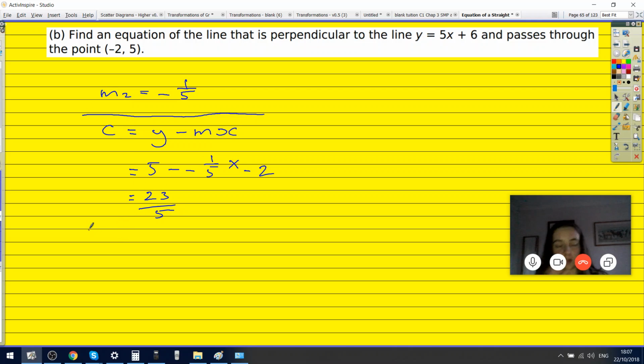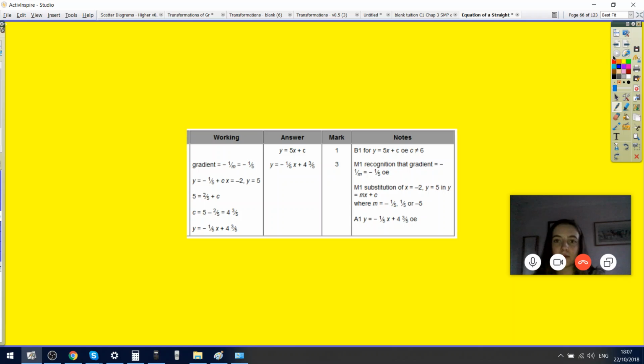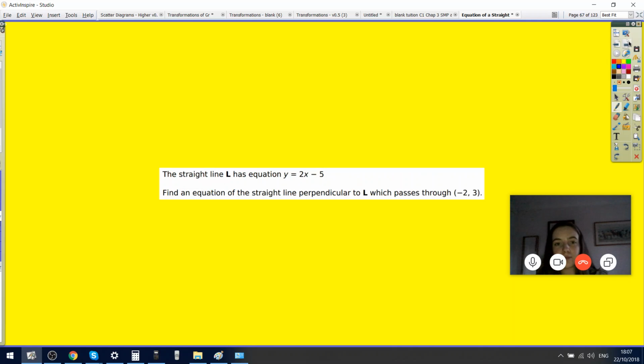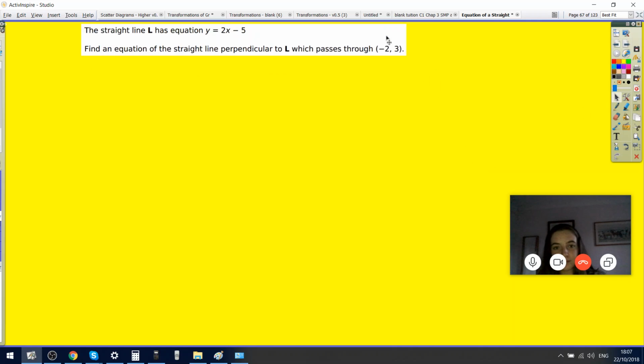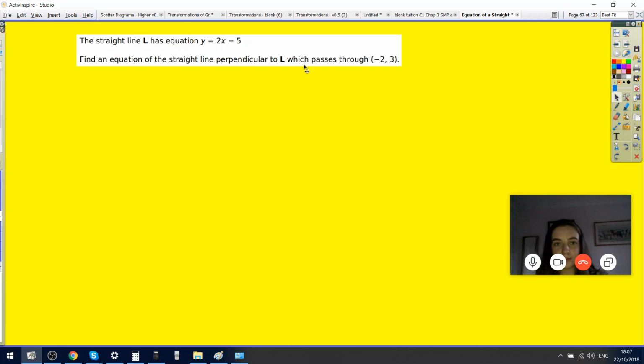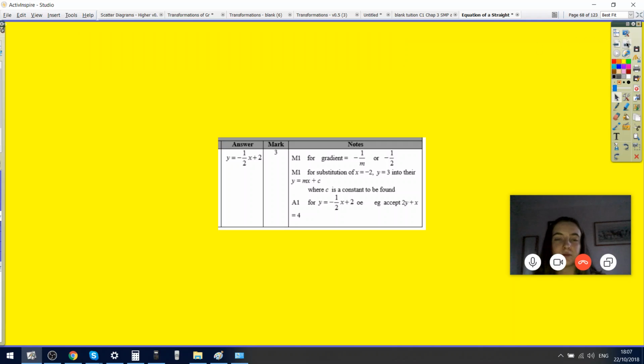So then y equals minus 1/5 x plus 23/5. That's it. And the reason why this is over 5, this is over 5, is because sometimes you have to multiply everything by 5. They want you to get rid of the fraction. So having them all as a fraction makes it simpler. This one isn't more difficult than the one you just did. The last one didn't seem to give you any problems.